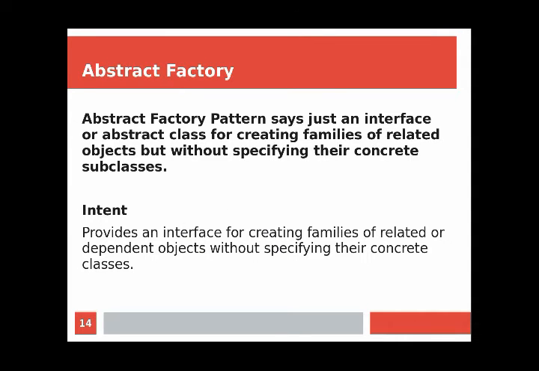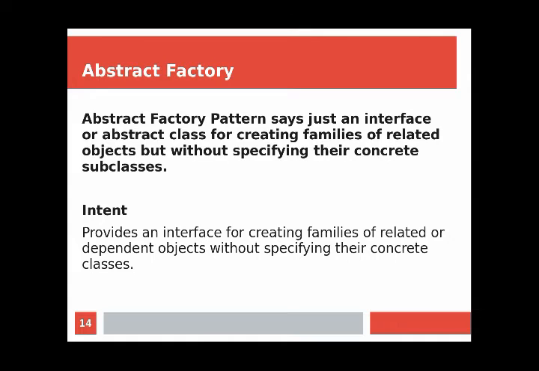Then the next point is abstract factory. The abstract factory pattern says to define an interface or abstract class for creating families of related, or you can say dependent, objects, but without specifying their concrete subclasses. Abstract factory lets a class return a factory of classes. So this is the reason that abstract factory pattern is one level higher than the factory pattern. And abstract factory pattern is also known as Kit.